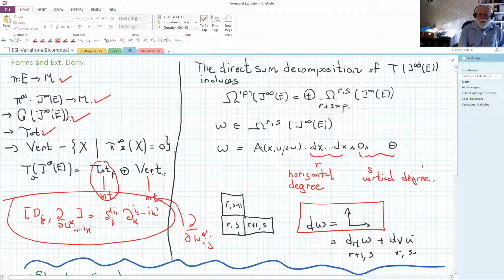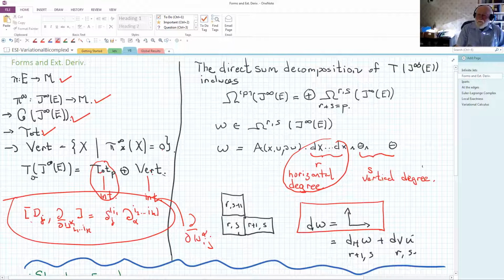Now, as always, anytime you have a direct sum decomposition of the tangent space, you get a direct sum decomposition of the space of forms. And so our forms on the infinite jet space can always be decomposed into a direct sum of type (R,S) forms, where R is the horizontal degree and S is the vertical degree. So a form is of type (R,S) if it looks like this. This is the horizontal degree.